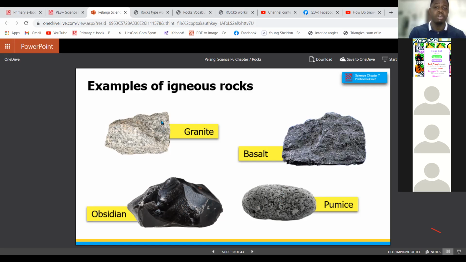The granite, the basalt, and the pumice are examples of extrusive igneous rock. The obsidian is an example of the, actually the pumice and the obsidian are both examples of the intrusive igneous rock. Okay, so let's go to the next one.